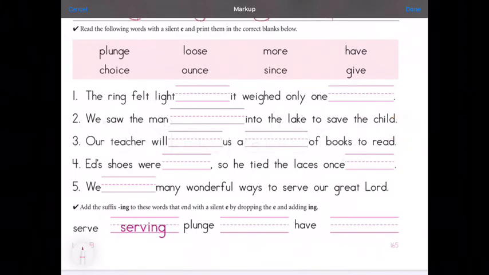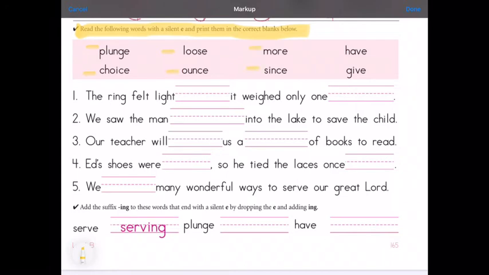All right, at the bottom of page 165, our instructions right here tell us that we need to do what? Read the following words with silent E and print them in the correct blanks below. So let's read. We have plunge, choice, loose, ounce, more, sense, have, give. All right, so if I'm reading these sentences, number one says, the ring felt light, blank, it weighed only one blank.